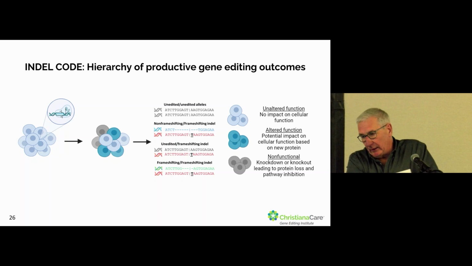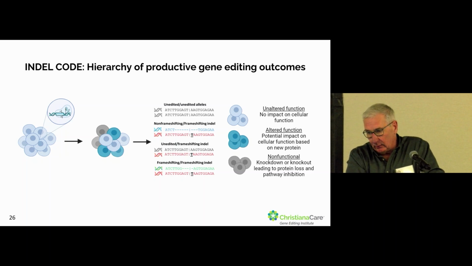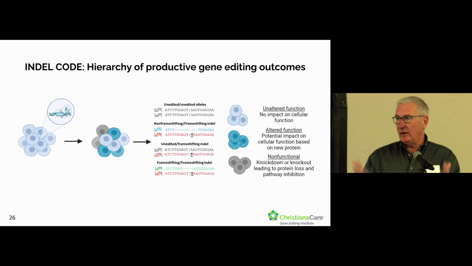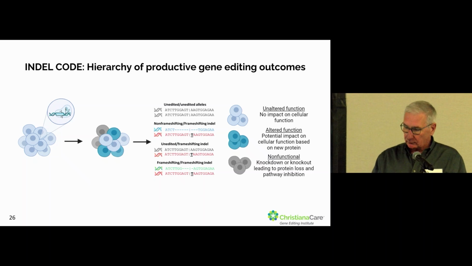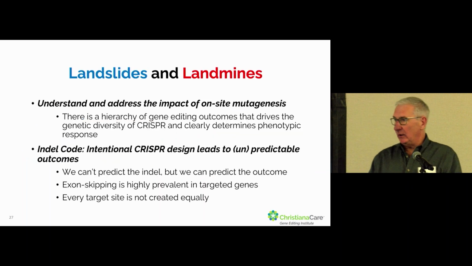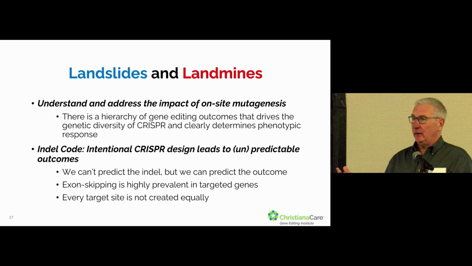And so you can end up with unedited alleles, altered function, or non-functional alleles. All of those are contained within the same population. So, in conclusion, landslides and landmines. Aaron was asking me, what the hell is that title about, right?